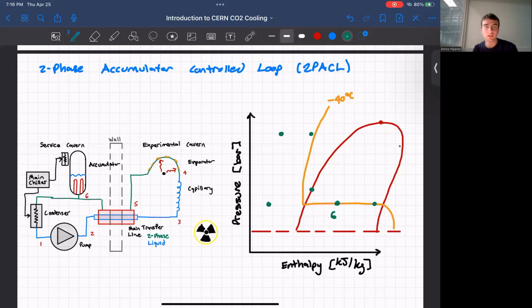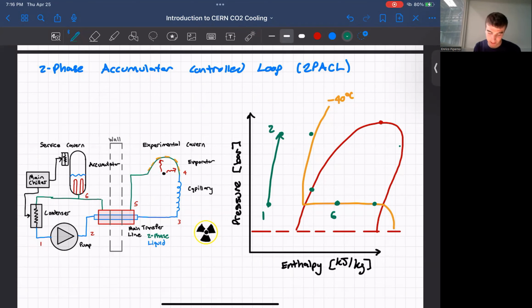So now let's walk along the two-phase loop with the help of a pressure-enthalpy diagram. Let's start our pressure-enthalpy diagram at point 1, which is when we're subcooled and the refrigerant has just been condensed by the main chiller. So this is point 1. And the pump increases the pressure of the refrigerant. And also because of its imperfections, it also adds a little bit of heat to the refrigerant.